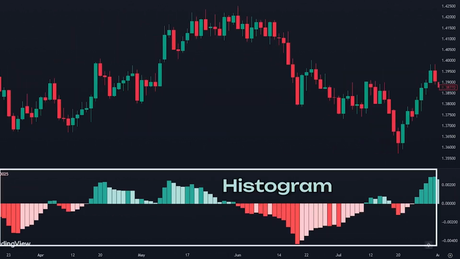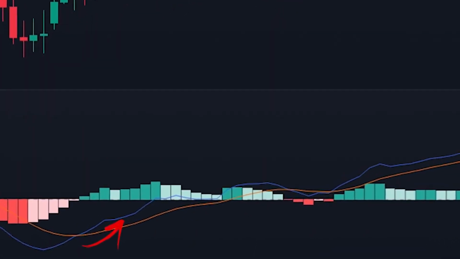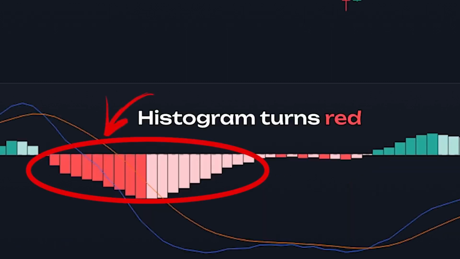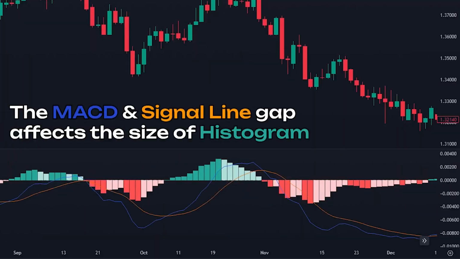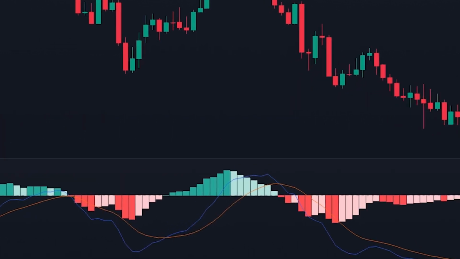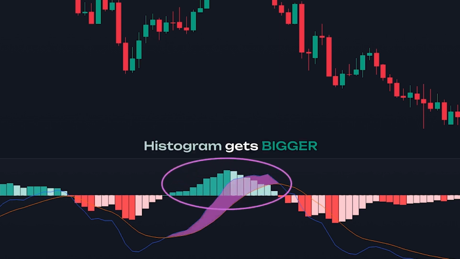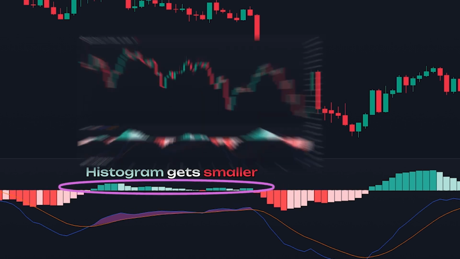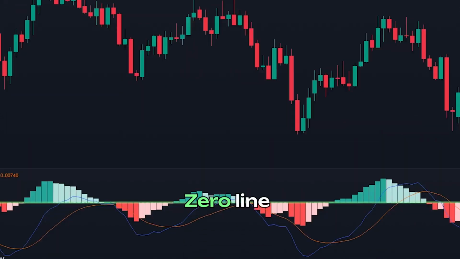Moving on, there is the histogram, which displays the gap between the MACD line and the signal line. If the line crosses above the signal line, the histogram goes green. If it crosses below, it turns red. The width of the histogram depends on the distance between the MACD line and the signal line. As you can see, if the two lines are further apart, the histogram gets bigger. And if the two lines get closer, the histogram becomes smaller. Lastly, there is the zero line, serving as the center of the MACD indicator.